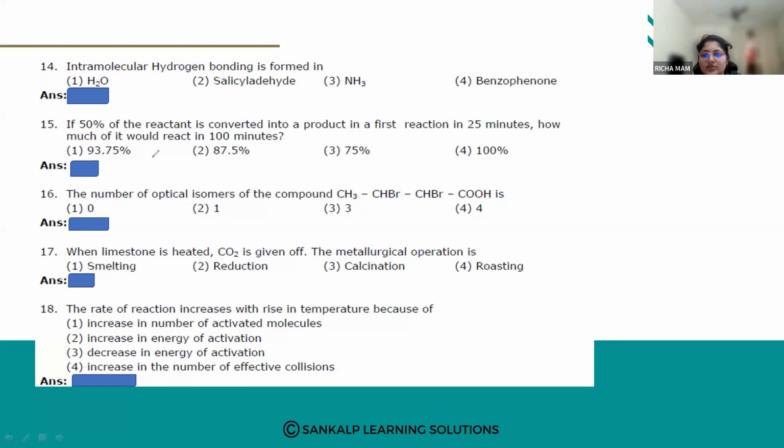First, you have to find what? First, find the half-life. If 50% of the reactant is converted into product in 25 minutes, how much of it would react in 100 minutes? So first find the half-life of the reaction. Then, using the half-life, you find the amount of reactant that would react in 100 minutes. So first step, find out the half-life.